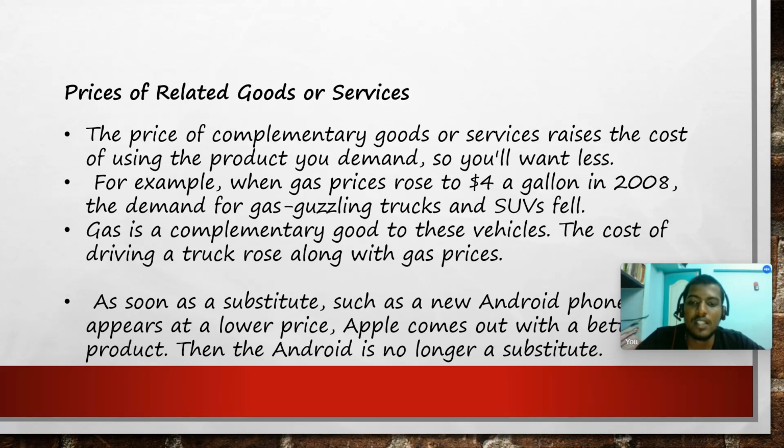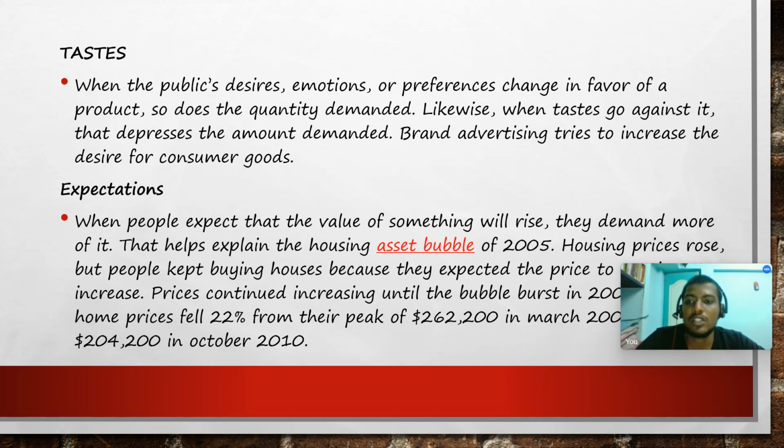Consider a substitute: a new Android phone appears at a lower price, or Apple comes out with a better product. Then the Android is no longer a substitute. Next, we are going to discuss taste. When the public's emotions or preferences change in favor of a product, so does the quantity demanded. Likewise, when tastes go against it, that depresses the quantity demanded.